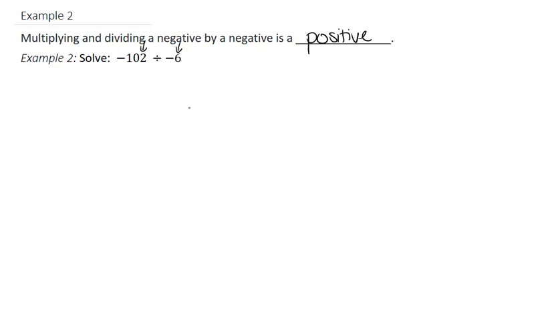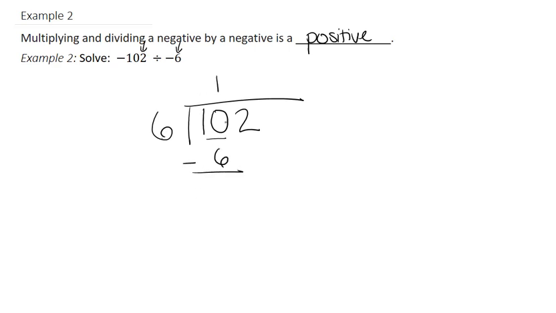So what we can do is we can put 102 in our division symbol, and then we have 6 here. Now, for this, we can leave out the negatives because we know our solution will be positive. So 6 can go into not 1, but it can go into 10 one time. So 6 times 1 is 6. We go ahead and subtract. 10 minus 6 is 4.